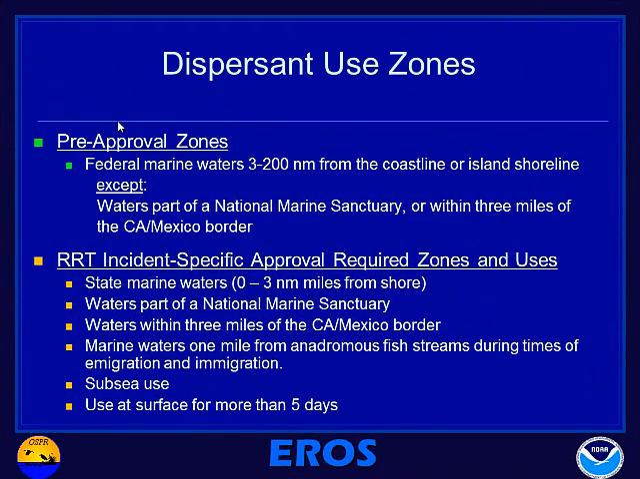The regional response team gave the area committees 3 different types of zones to consider, and the area committees used 2 of those. There were pre-approval zones that the area committees were comfortable with after doing all the net environmental benefit analyses and many subcommittee meetings. Suggested that there could be pre-approval zones in waters 3 to 200 nautical miles from shore, and that could be the coastline or an island shoreline, except waters that were part of a national marine sanctuary or within 3 miles of the California-Mexico border. Everything else, you would need RRT incident-specific approval.